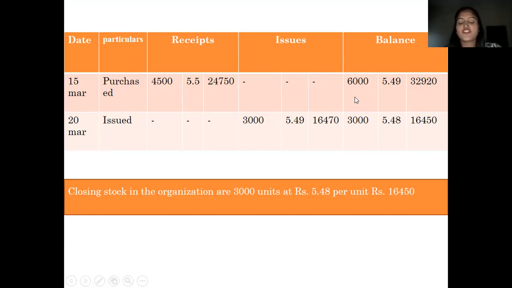As I told you, it should be calculated by dividing the total cost of materials by the stock. Now, closing stock in the organization. The closing stock available with us now is 3,000 units at rupees 5.48 per unit, amounted to rupees 16,450.